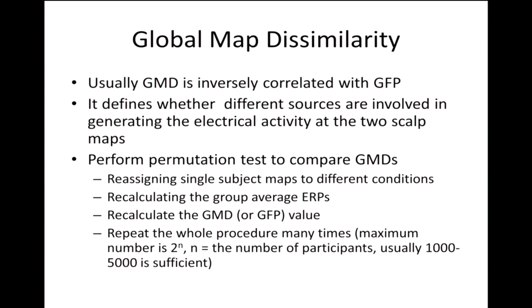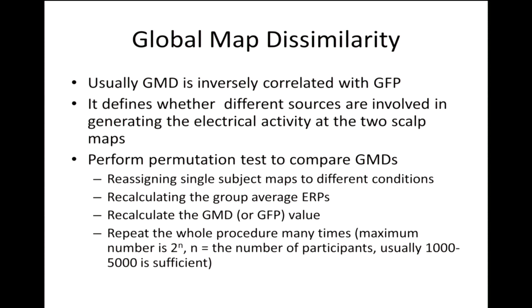You do this whole procedure of shuffling many times. If you have n participants, you can do it 2 to the power n times, which is usually a large number. You don't need to do that. Usually around 2,000 to 5,000 shuffles should be good enough. Every time you shuffle, you calculate the global field power, calculate the differences, or the global map dissimilarity, the GMD or GFP. If you do a sufficient number of shuffles, you get a distribution of the values of GFP or GMD of the shuffled sequence.